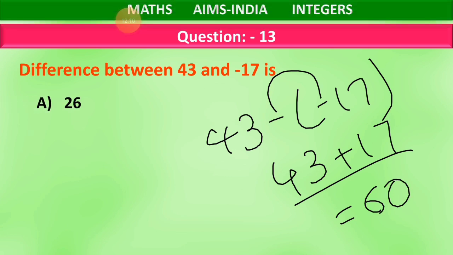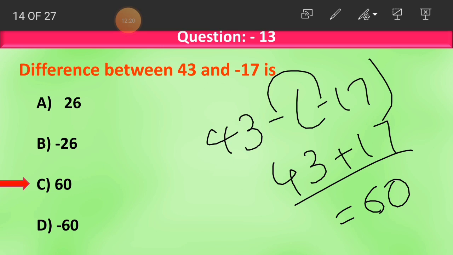Now let us look at the options. Option A 26, option B minus 26, option C 60, option D minus 60. Which is the correct answer? Option C, 60. Again, regarding the sign, 43 is the higher number here. It has a positive sign. So the answer is also having a positive sign.